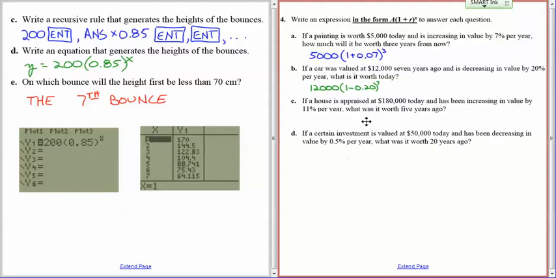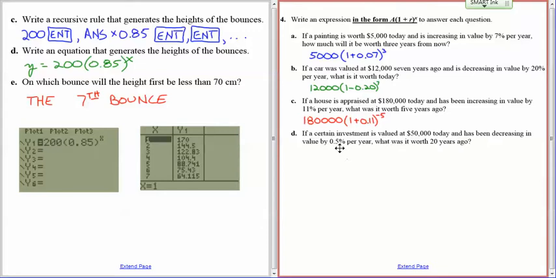If a house is appraised at $180,000 today and has been increasing value by 11% per year, what was it worth 5 years ago? So now we're going back in time. So I've got what it's worth today. It's been increasing in value by 11% per year, but I want to find out what it was 5 years ago. That's why we've got the -5 right there.